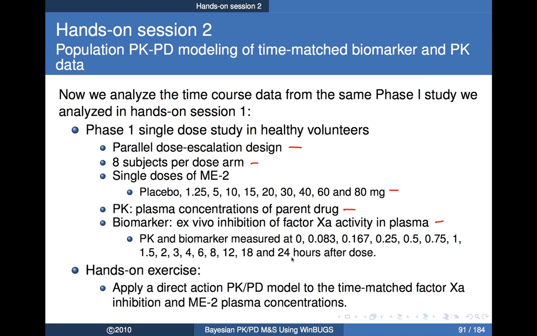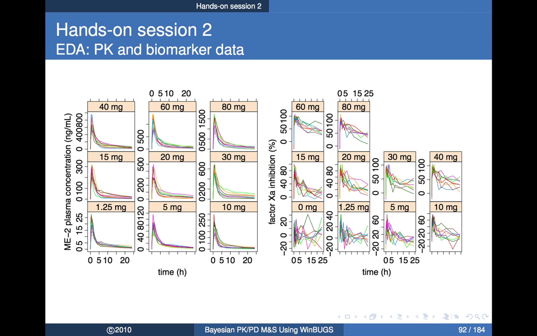You can see it several times after a dose. And before, again, we had done this bit where we took the AUC up to 24 and divided by 24. Not now. We're going to keep all the individual time points intact and analyze that. So we're going to be applying a direct action PK/PD model to the time-matched factor Xa inhibition and ME2 plasma concentrations. You've seen this before too, so this is just showing you the data.